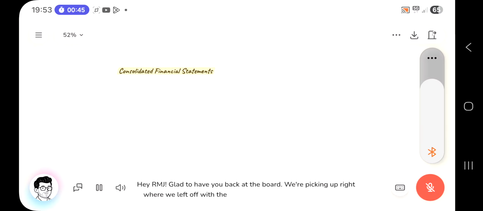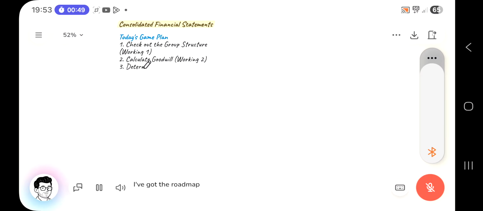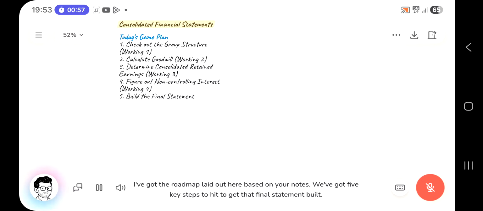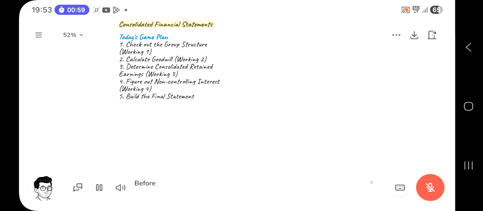Snap consolidation problem. I've got the roadmap laid out here based on your notes. We've got 5 key steps to hit to get that final statement built. Before we start crunching numbers, do you want to walk through this step by step from the top, or is there a specific working that's tripping you up?